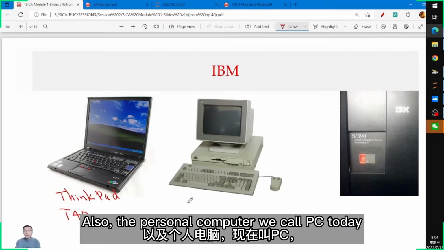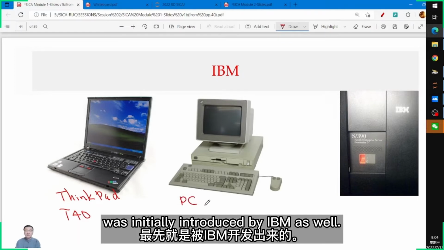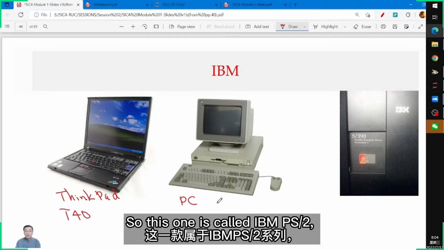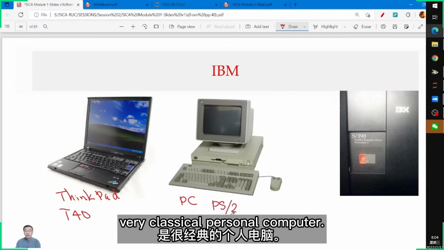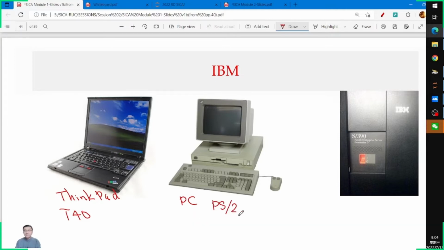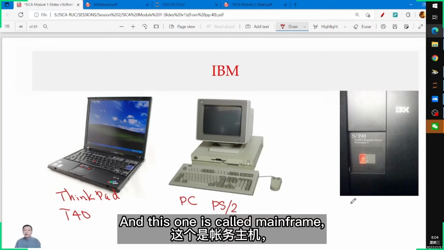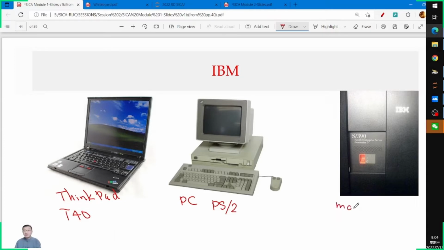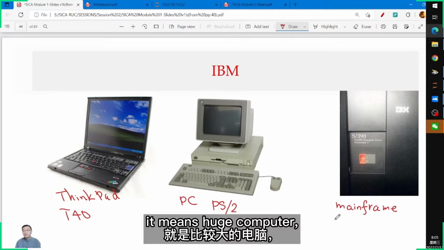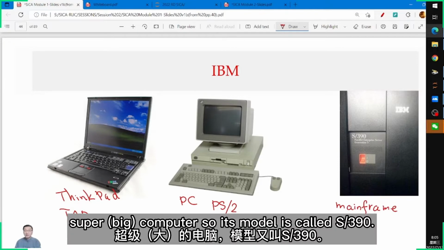Also, the personal computer we call PC today was initially introduced by IBM as well. So this one is called IBM PS2. PS2, very classical personal computer. And this one is called mainframe. Mainframe means huge computer, supercomputer. So its model is called S390.